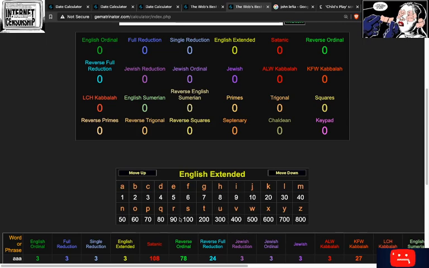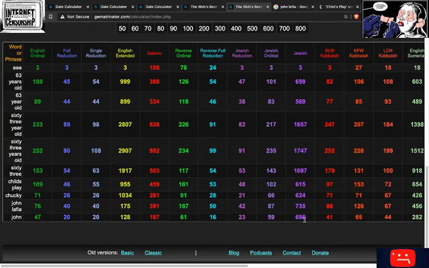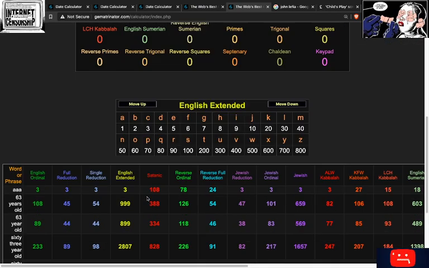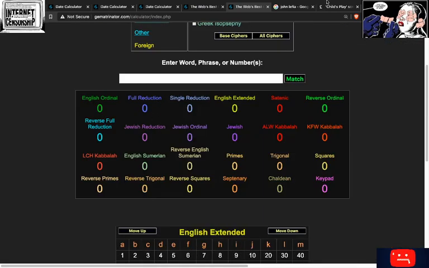Where it changes is R is 90, S is 100, T is 200. Now, with that being said, Chucky in that cipher equals 1,034. Looks a lot like 134, right? All right, so that's one point I wanted to make with that.